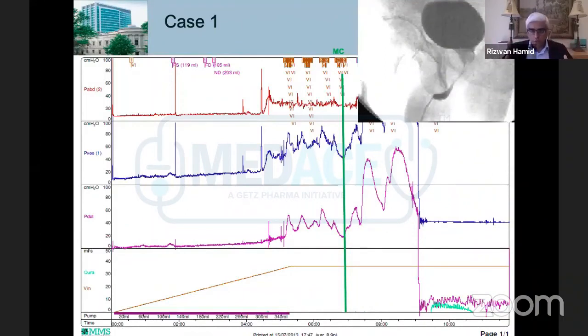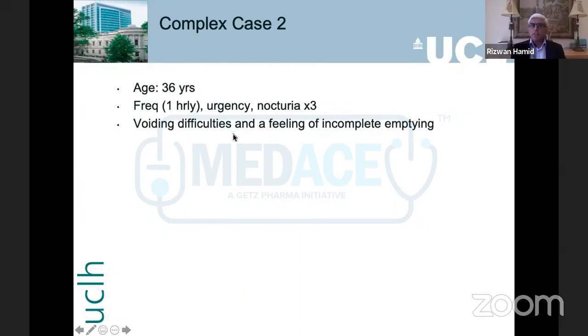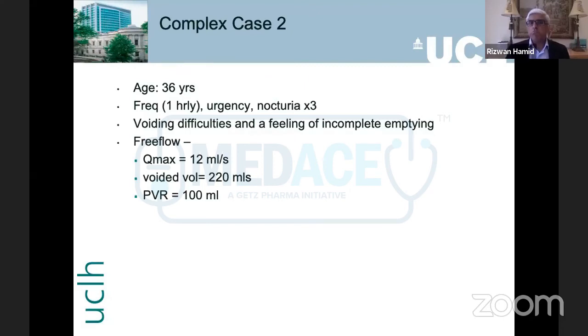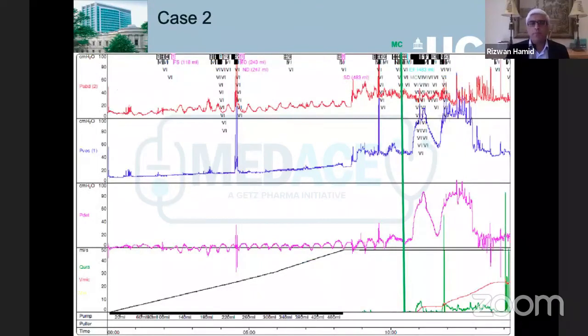So again, you work your way from down up, thinking and discussing with the patient that when you do whatever you are doing, what the consequences or sequelae of your treatment would be, and think on those terms and discuss with the patient. Next case is a 36-year-old patient, hourly frequency with nocturia, voiding difficulties, and feeling of incomplete emptying. So where we are, free flow 12, voided volume 220, left a residue of 100.